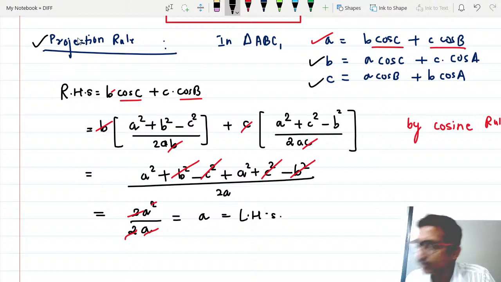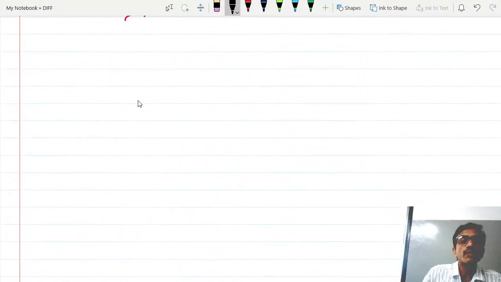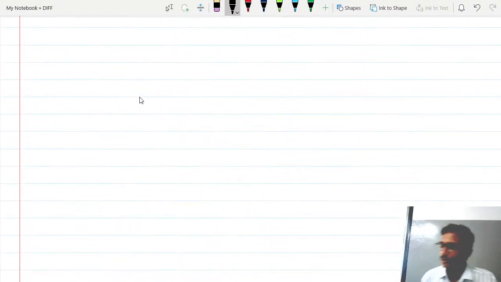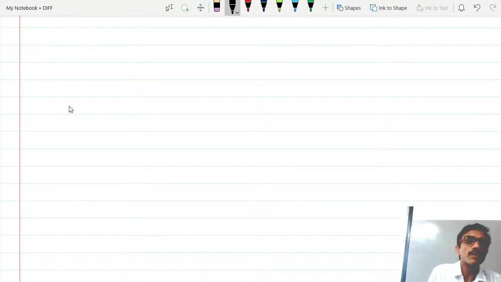Very good. So this is the projection rule. Now, we will do questions on this. You have to remember all these three rules, that is sine rule, cosine rule and projection rule. So let us do question number 5 on page number 88, from exercise 3.2.